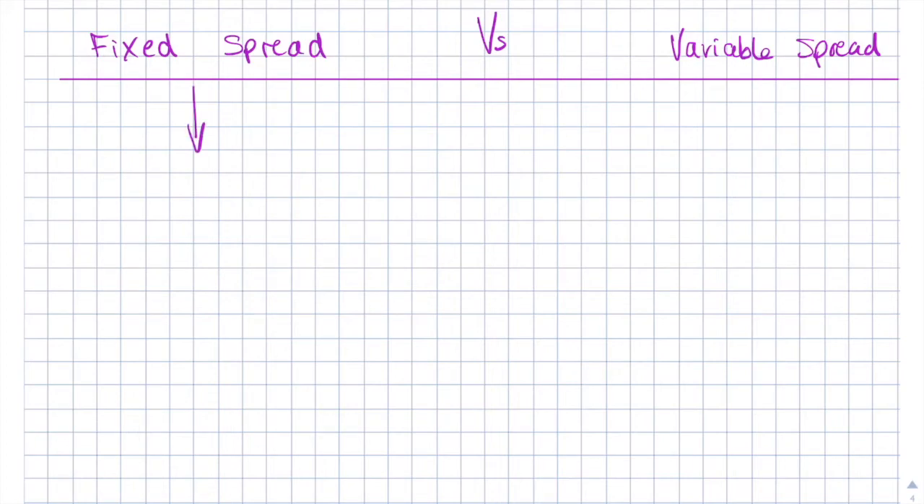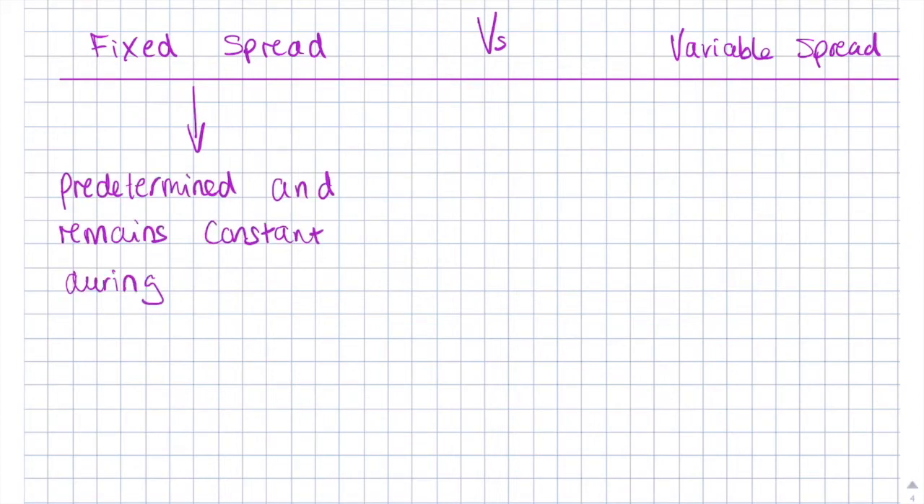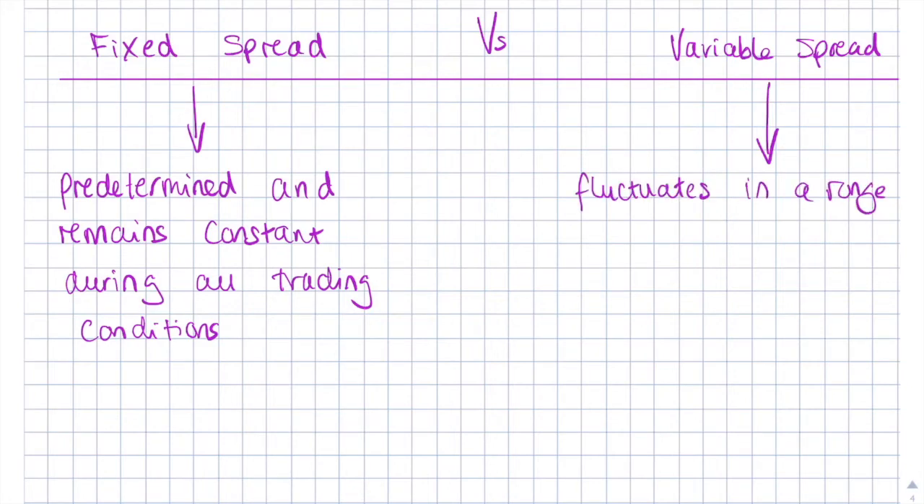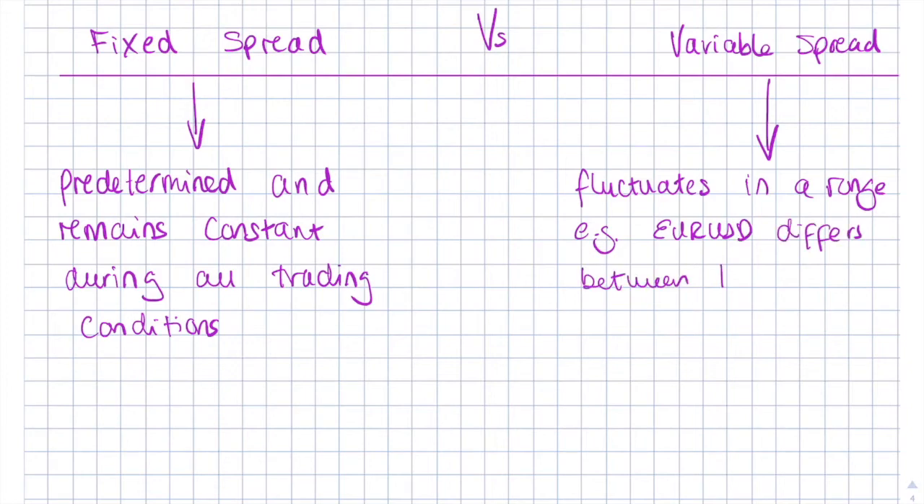And a fixed spread remains constant during all trading conditions. So whether the market is quiet, or volatile, or liquid, or illiquid, it will always stay the same. And variable spread or floating spread fluctuates in a range, so it's always changing, increasing and decreasing. For example, the Euro USD differs between 1 to 5 pips during normal conditions. And I'm going to show you an example on MetaTrader 4 of a fixed spread and a variable spread.